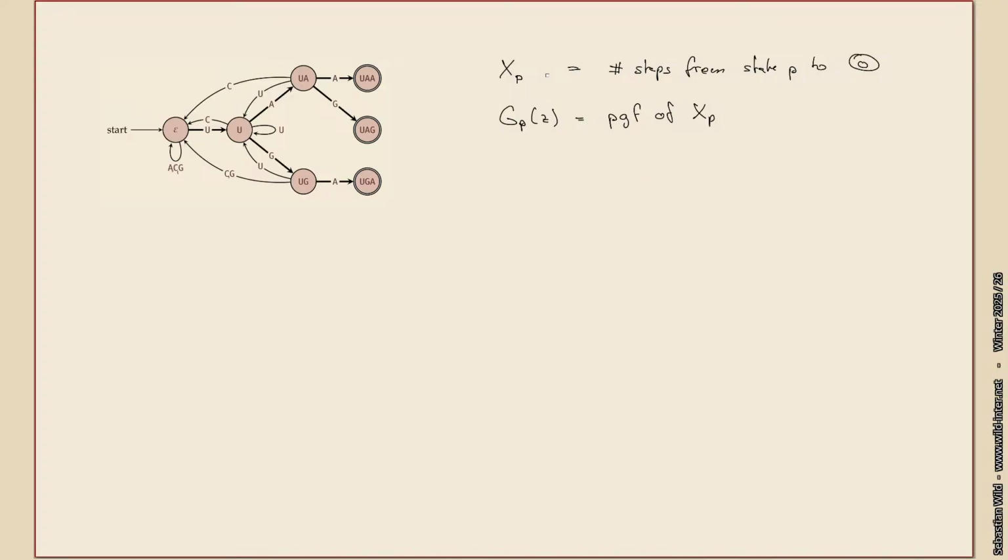And then you can do the same kind of reasoning as before. Let me do an example. So the GUAA, which is an absorbing state, there's no further steps to be taken. So it's the deterministic constant 0, which means the probability generating function is just a 1, z to the 0. And let's do the UA, for example.